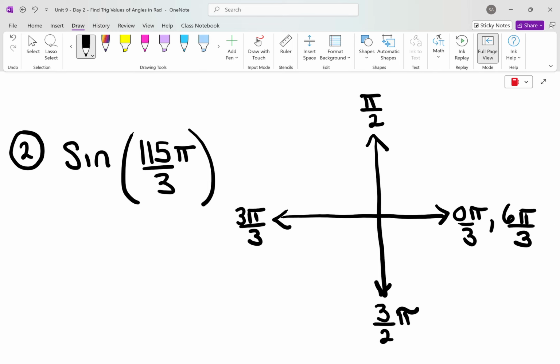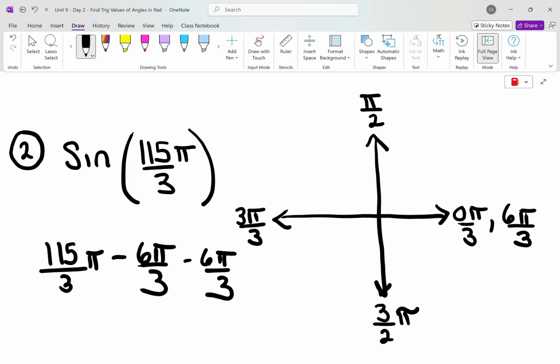And every time we go a full circle around, how many pi's am I subtracting? 2 pi's, but with the denominator, wouldn't it be 6 pi over 3? So it would be 115 pi over 3 minus 6 pi over 3. And then if we go another full circle around, what else would I be doing? Subtracting another 6 pi over 3. So essentially what we're doing is we're taking this 115 and dividing it by 6. Do you guys see that? We're taking that 115 and dividing it by 6 to get the smallest number possible.